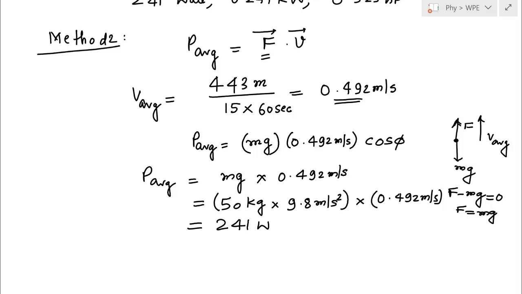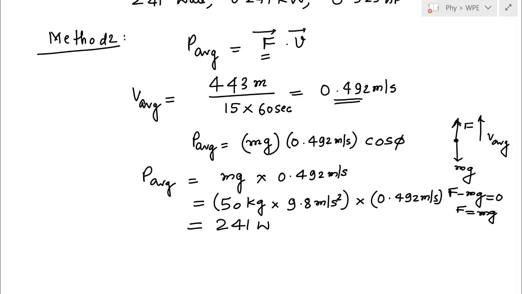So in short, you can use both methods to calculate the average power. Either you calculate the total amount of work done and then divide by the time, that will give you the average power output required to go from bottom to the top of this tower. In the second method, you can take the force and multiply it by the average velocity. So either you can use the force dot velocity formula or the work divided by time formula. In both cases, you will get the same answer.